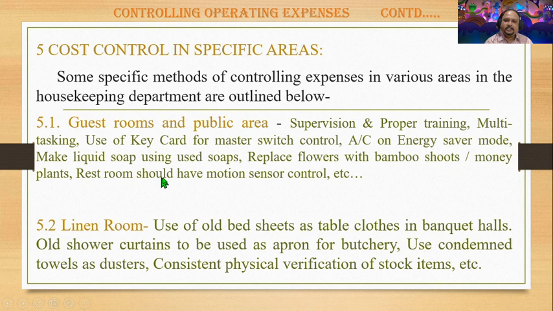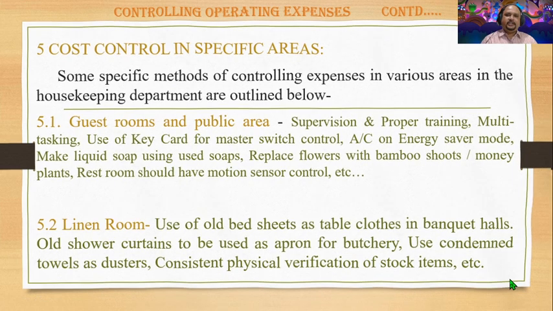So these are the things which can be adopted in the guest rooms and public area by the housekeeper to control the operating expenses. The second part of the fifth point is linen room. Use of old bed sheets as tablecloths in the banquet halls, old shower curtains to be used as aprons for butchery, use condemned towels as dusters, consistent physical verification of the stock items, etc.